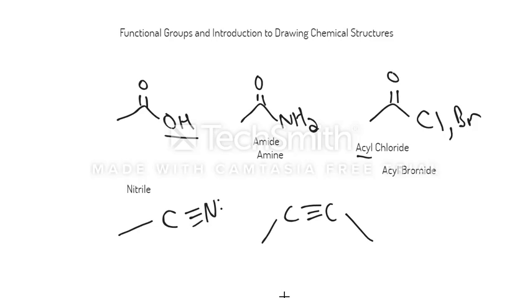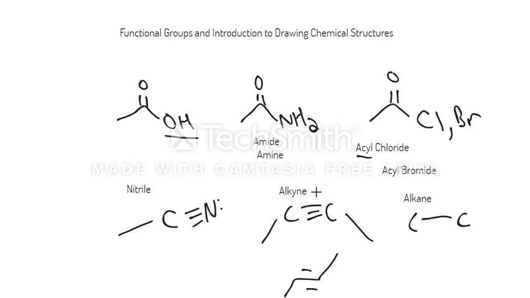Another way to see this structure would be... the important part of understanding the alkyne is that it is simply a triple bond. So a basic alkane would be a single bond between carbons.